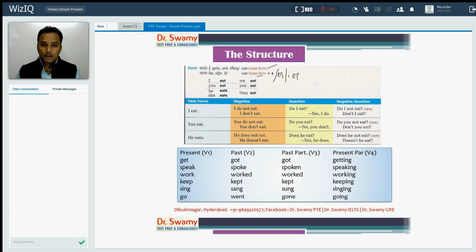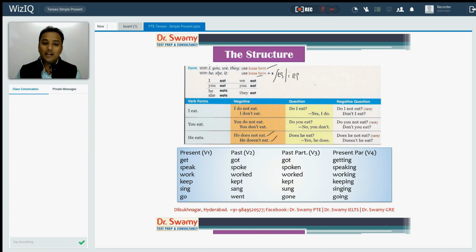So in the negative, the verb forms I eat, you eat, and he eats. And in the negative, it becomes he doesn't eat. He does not eat is the expansion form, and he doesn't eat is the contraction form of the verb eat, and it is in the negative. So the other structures can also be observed, as in the case of question and negative question.